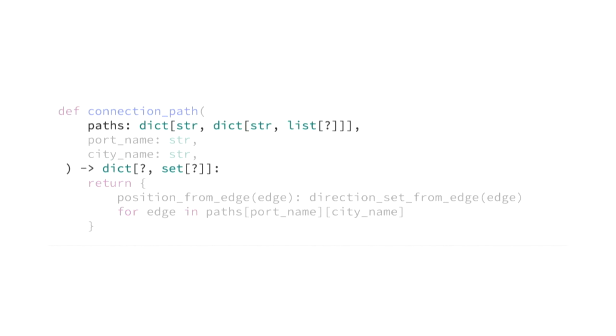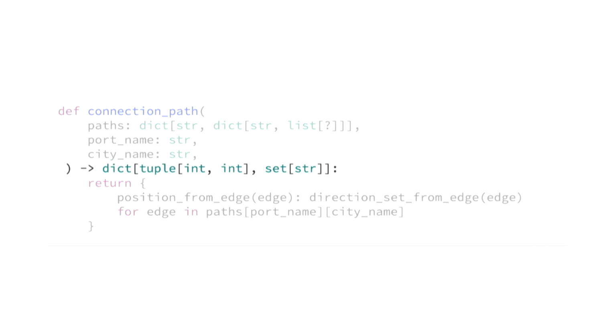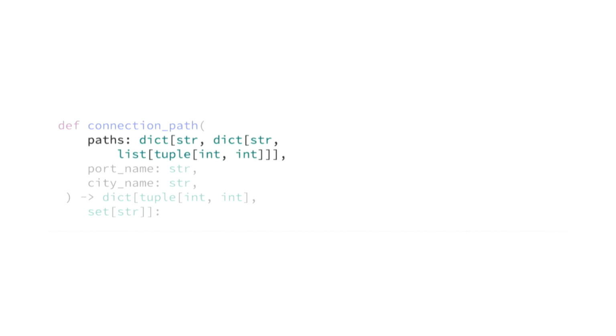We have no clue what positions from edge returns or what direction set from edge returns. And therefore, we have to make guesses at why a connection path is a dictionary. In fact, there's no reason why paths couldn't be a list if, for example, the cities and ports were ints. But if I properly fill in these types, then there's a much better idea that connection path is actually a dictionary mapping between positions and directions. And paths, wait, let me format that. Cool. Is actually a 2D map of names to positions.